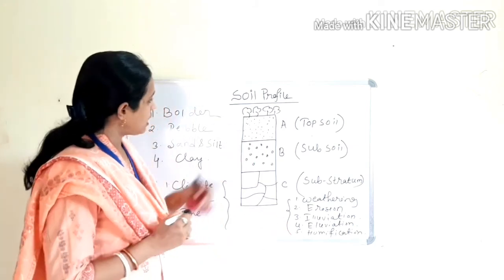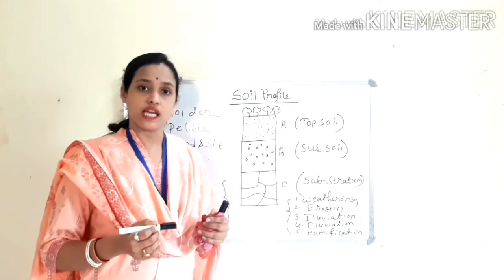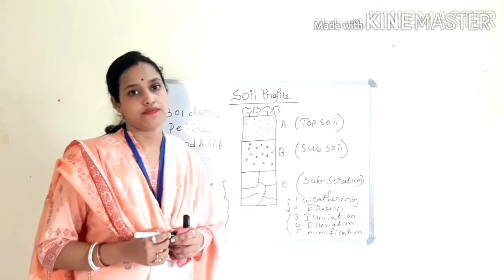So these are the 3 layers, and simply, a soil profile is a vertical section of the different layers of the soil. Thank you.